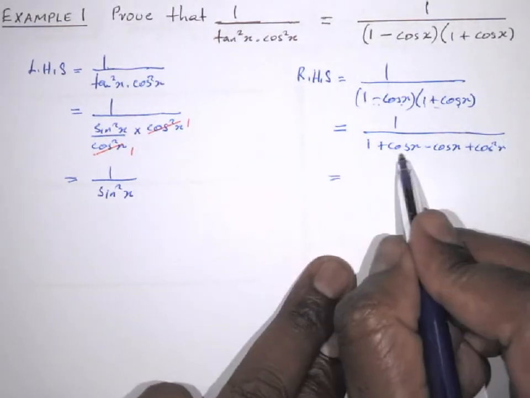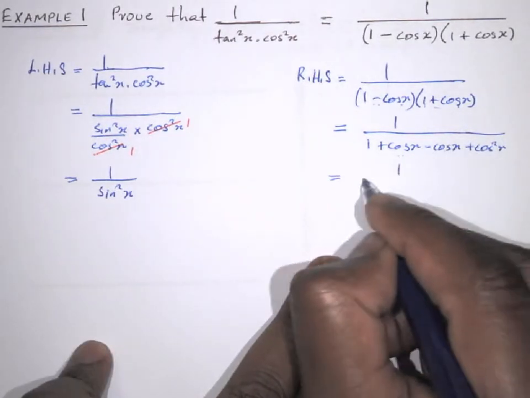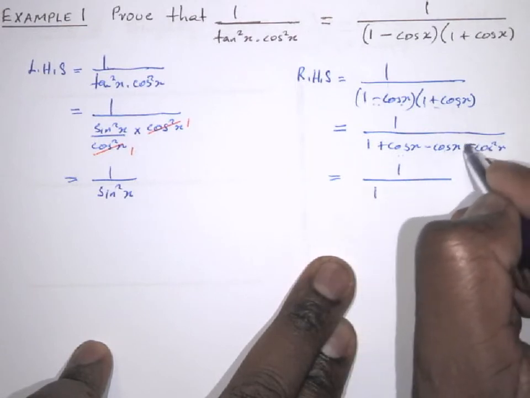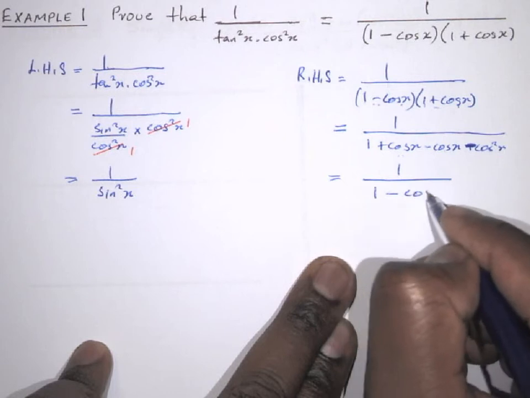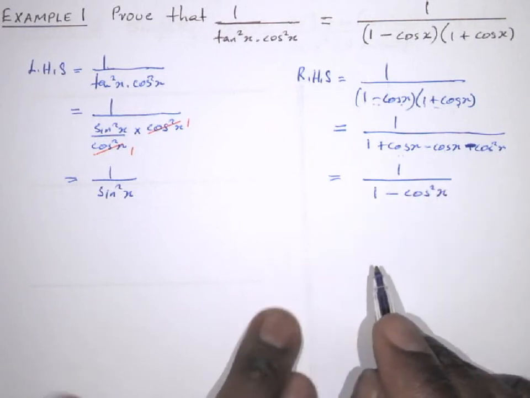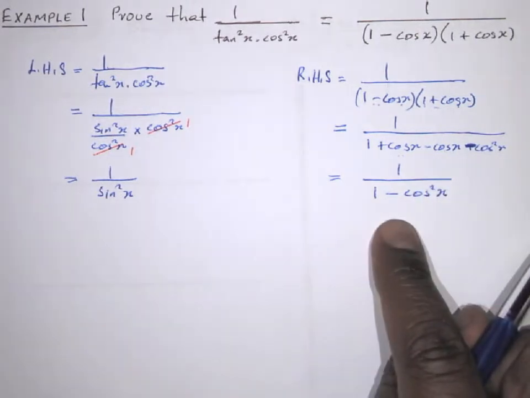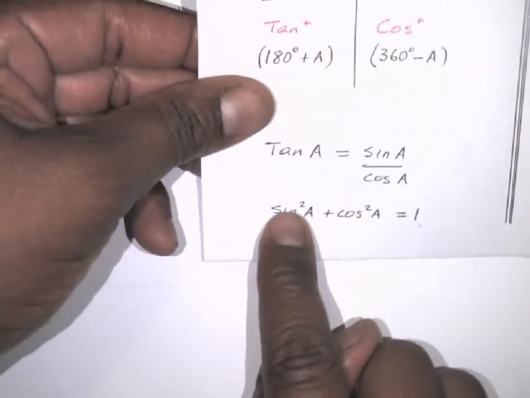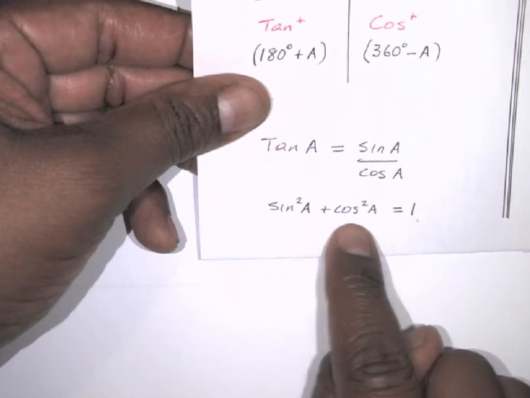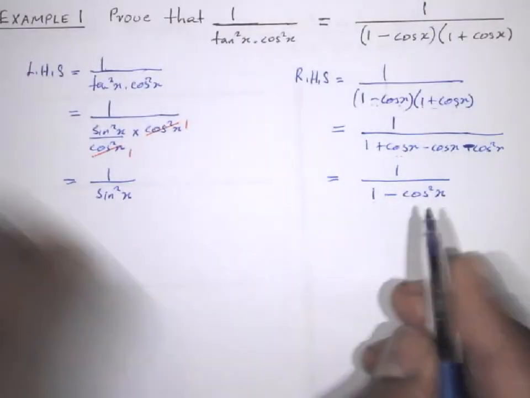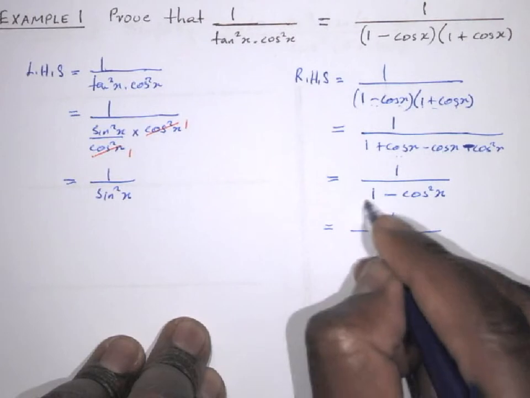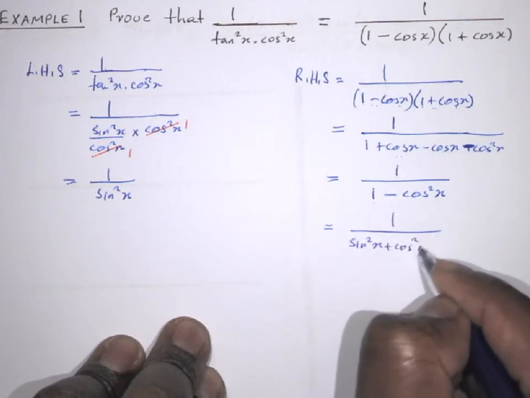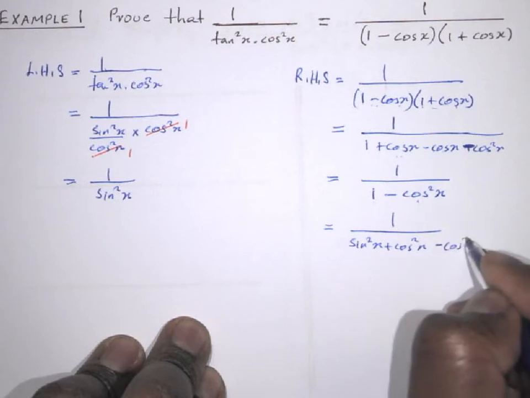Now, what do I get? These are like terms, they cancel off. I end up with 1 over a 1. I'm sorry, that is a minus there. Minus a cos squared x. Okay? Now, there's something that we know in trig. We know there's an identity that we know, which says sine squared an angle plus cos squared an angle is the same as 1. So I can replace this 1 with that. So the 1 over, this is sine squared x plus cos squared x, now minus cos squared x.